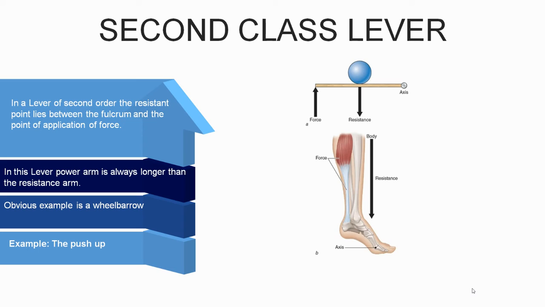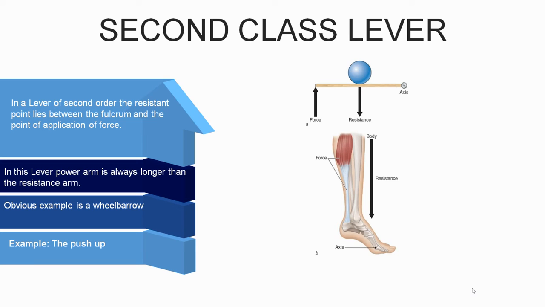The lever of second order, that is the second class lever. In a second class lever, the weight, that is the resistance, is located between the axis, that is the fulcrum, and the force. The same we can see in the figure. In this lever, the power arm is always longer than the resistance arm. The most obvious example here is the wheelbarrow, where a weight is placed in the bed of the wheelbarrow between the wheel, that is the axis, and the hand of the person using the wheelbarrow, that is the force.